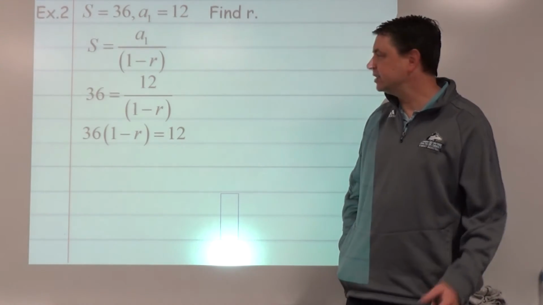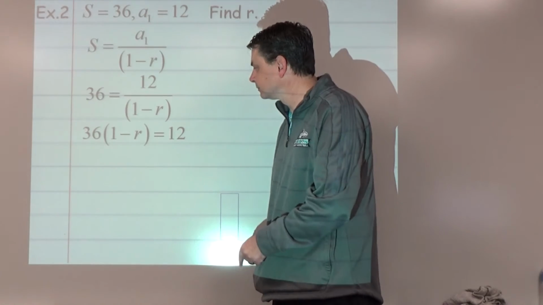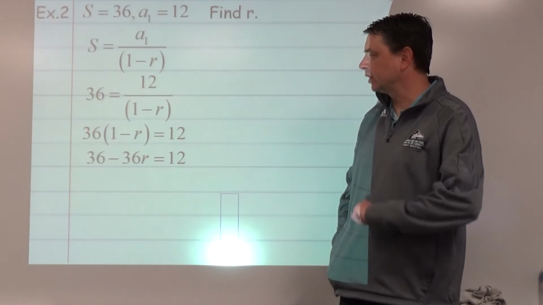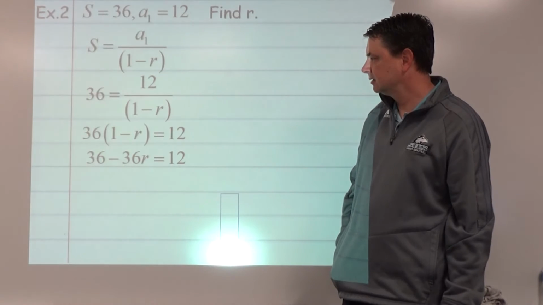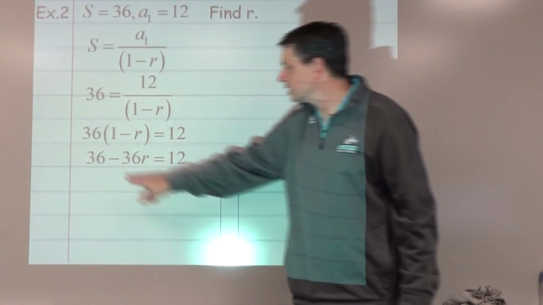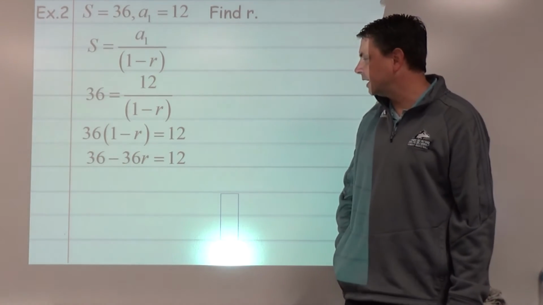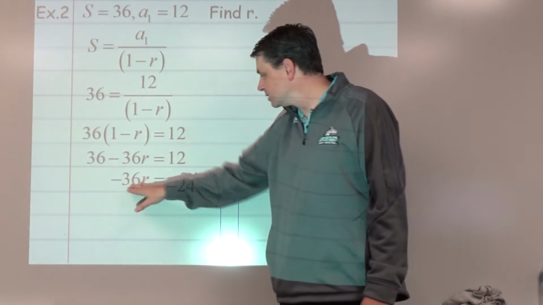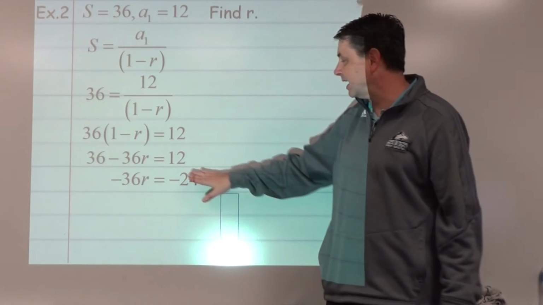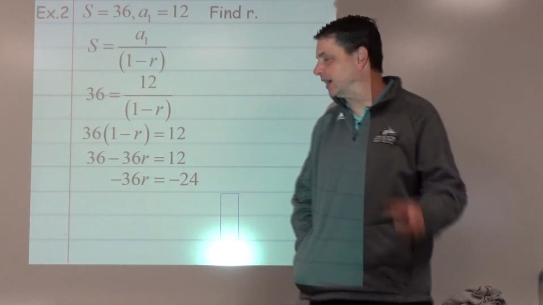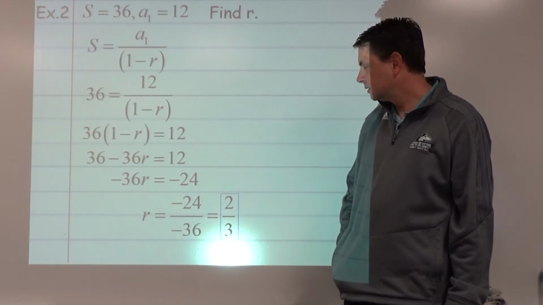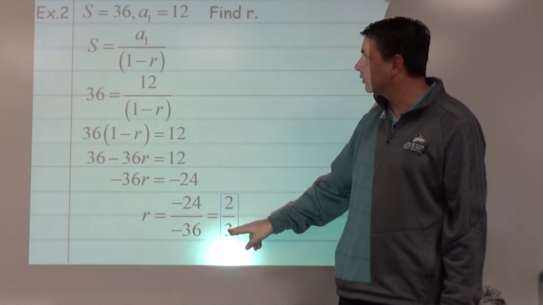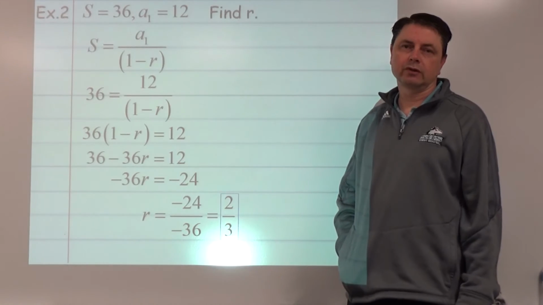And then we've got some choices. We could distribute, or we could divide by 36. If we distribute, it looks like this. Well, let's subtract 36 on both sides. Let's divide both sides by negative 36. A negative divided by a negative is going to be a positive. And that will reduce to 2/3. We found R. R is 2/3.